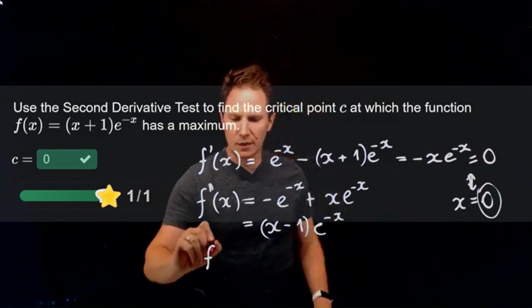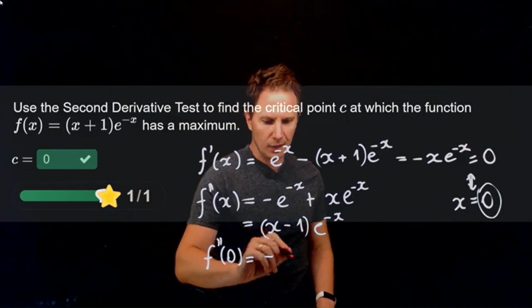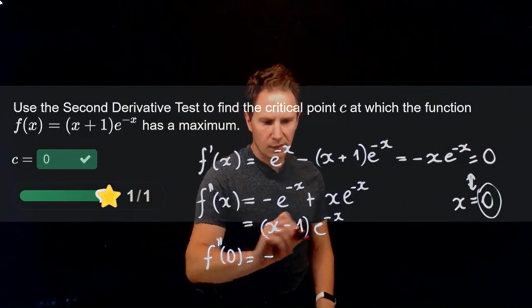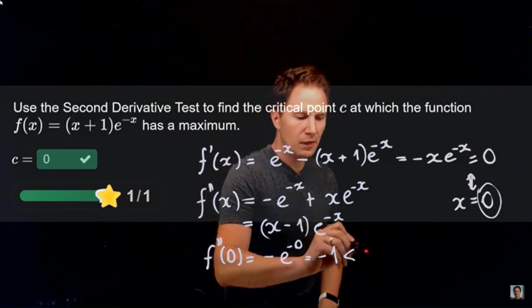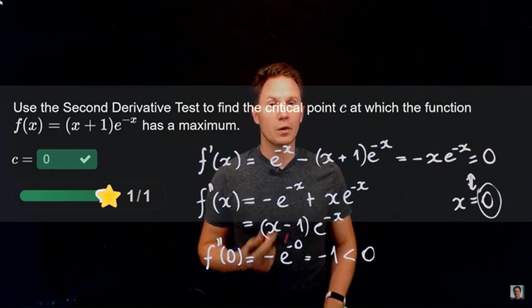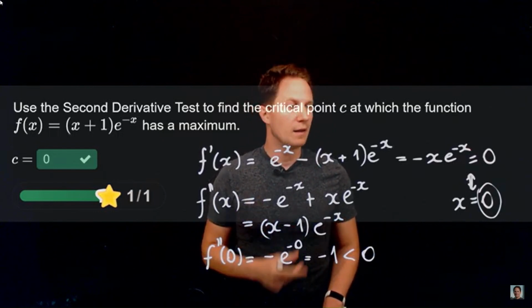Evaluating the second derivative at the critical point 0, we get negative 1 times e to the 0, which is minus 1, a negative number. Therefore, by the second derivative test, we have a maximum at that critical point 0.